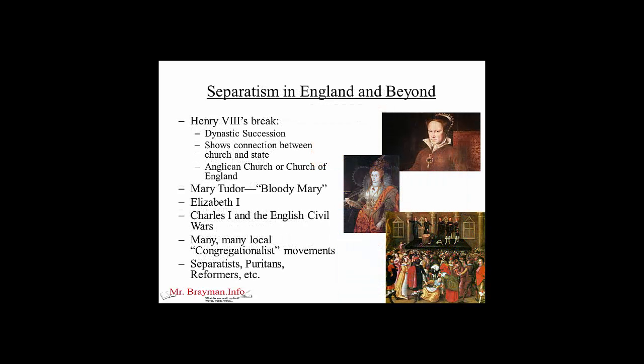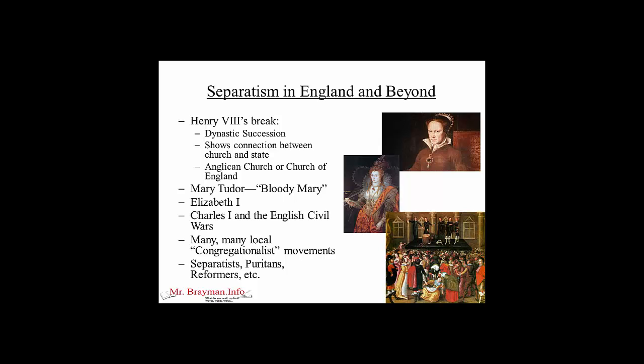Now, the Puritans, who we're going to study, who colonized North America, they came from England, right? So we want to really zero in here on England. And Henry VIII's break from the Catholic Church was very much about dynastic succession, right? He needed to have a son to carry on the bloodline and rule the throne. And this shows the connection between church and state in European history at this time period, specifically in England, but it was this way across the continent.